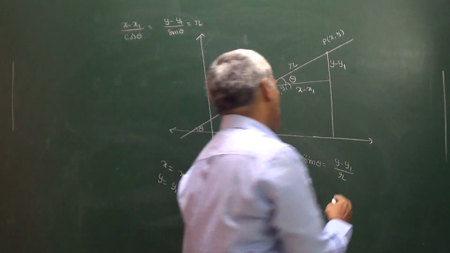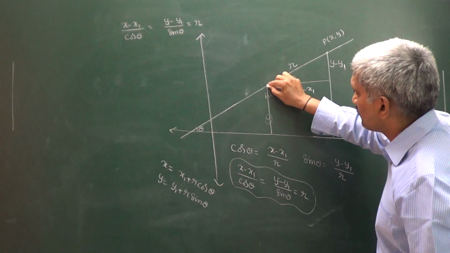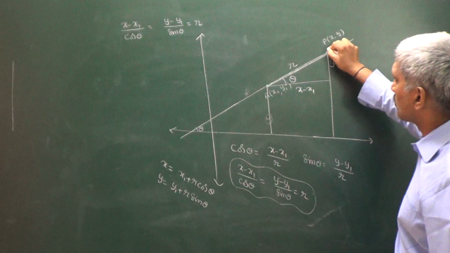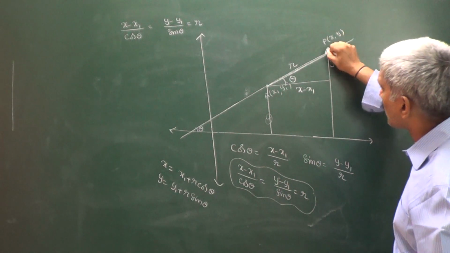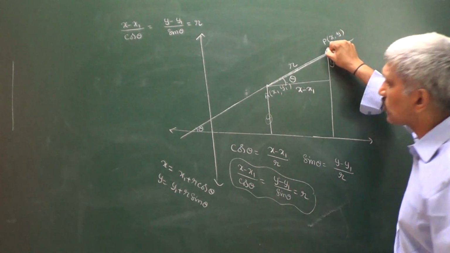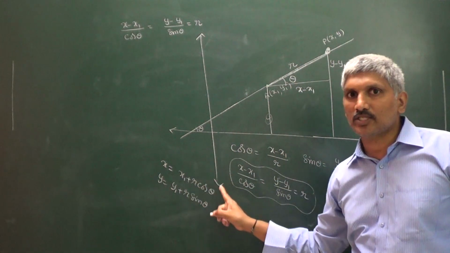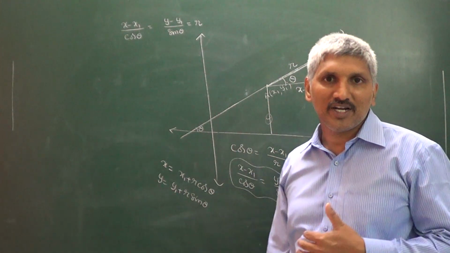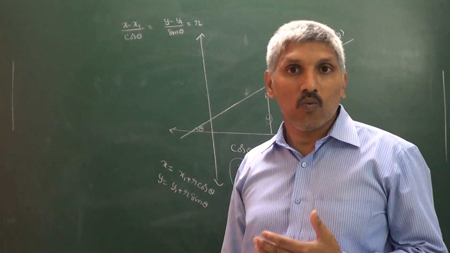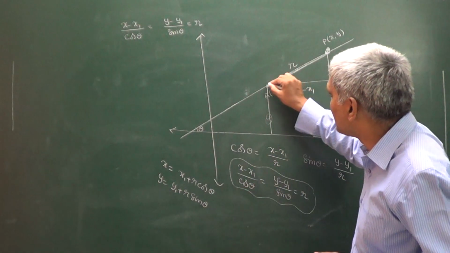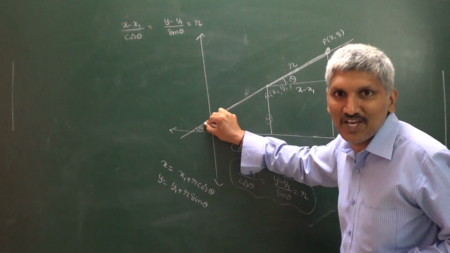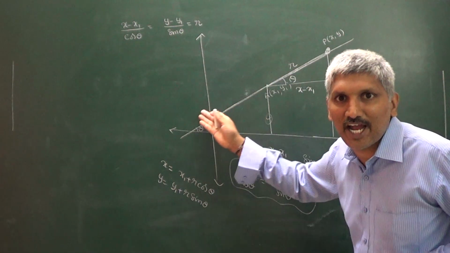That means from a point x1, y1, at a distance of r units, there is a point P possible. That point P's coordinates are x1 plus r cos theta, y1 plus r sin theta. Immediately you may get a doubt: sir, why are you proceeding r units this side? You can't proceed r units this side? Yes, you can proceed r units this side also.